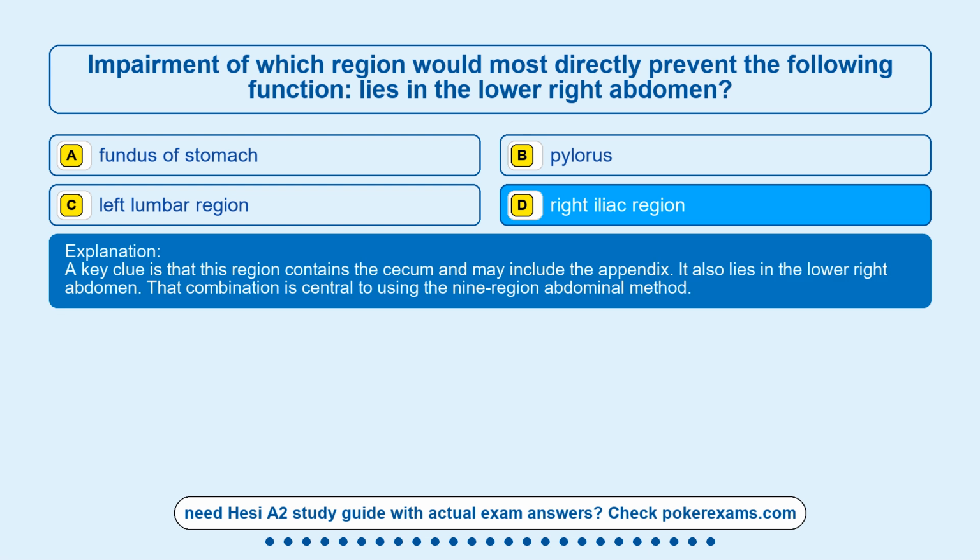A key clue is that this region contains the cecum and may include the appendix. It also lies in the lower right abdomen. That combination is central to using the 9-region abdominal method.